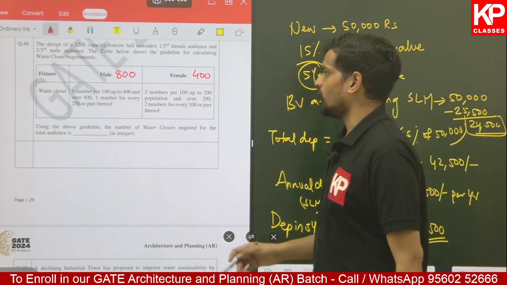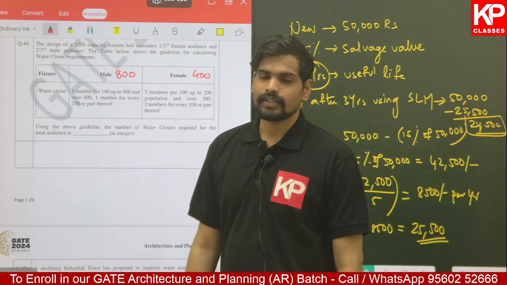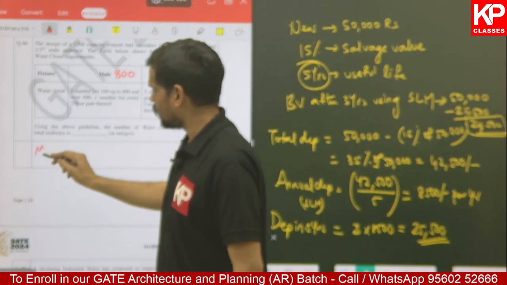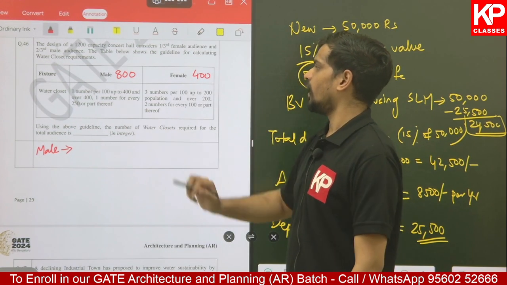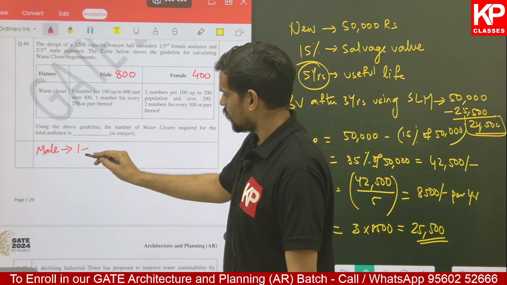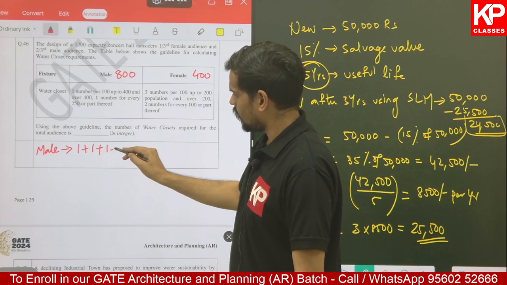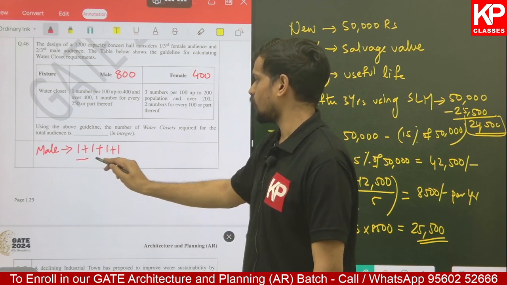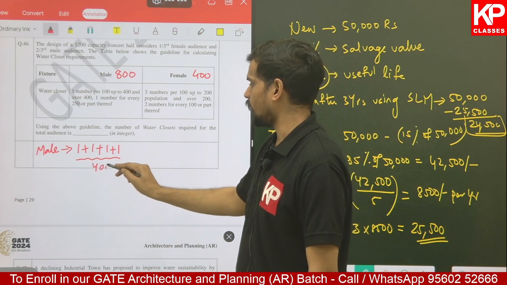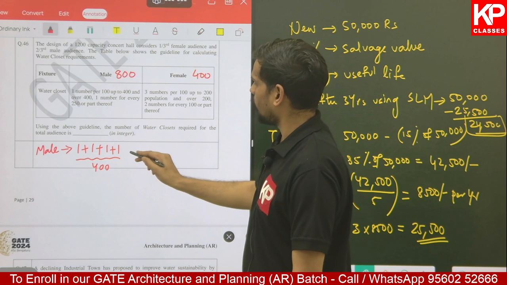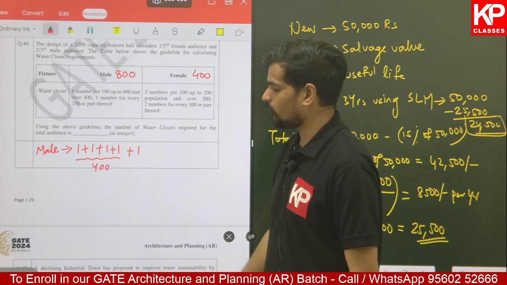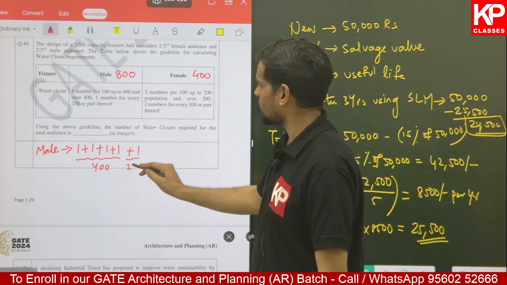2/3. Now for these 800 males, let us see how many WCs are required for the male population. 1 for every 100 up to 400. So 1 plus 1 plus 1 plus 1. That has served the population of 400. How many are we still having? 400 more. 1 for every 250. So I will provide one more. This will be for a population of 250.